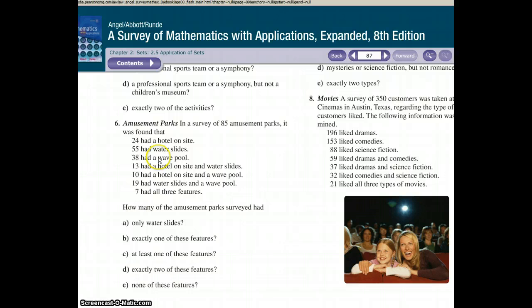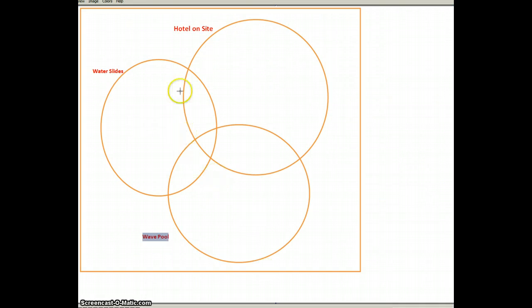So the first thing when I have a question like this: as you see, I have a hotel on site, I have water slides, and I have a wave pool. So I'm looking at 3 circles in my Venn diagram. The first thing you need to do is plot 3 circles, one for the hotel on site, one for the water slides, and one for the wave pool. As you see, this is where the 3 circles intersect, and this is the U for the universe, which would include all the members in this case.